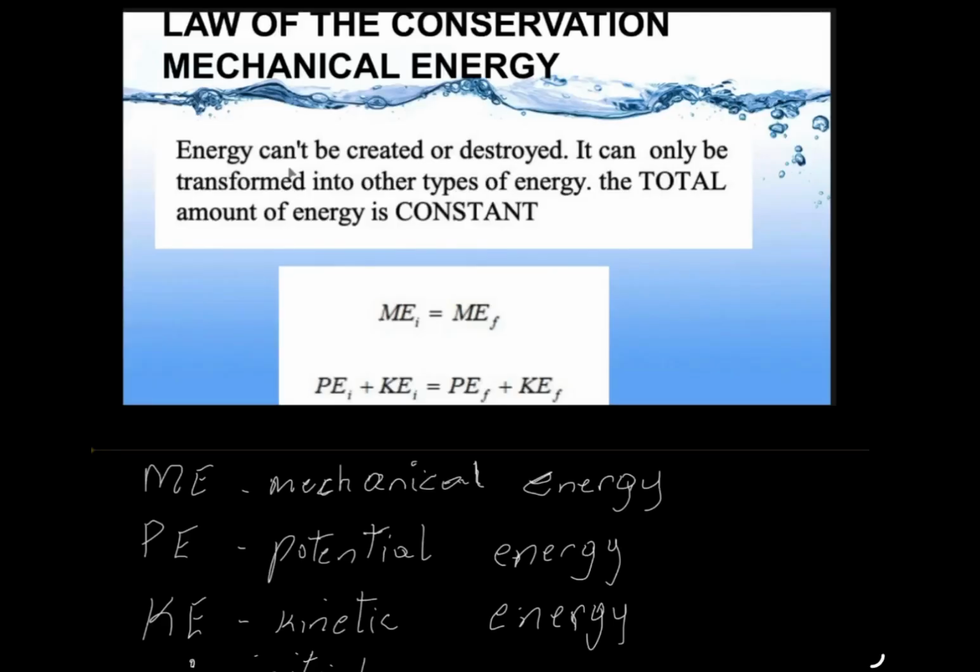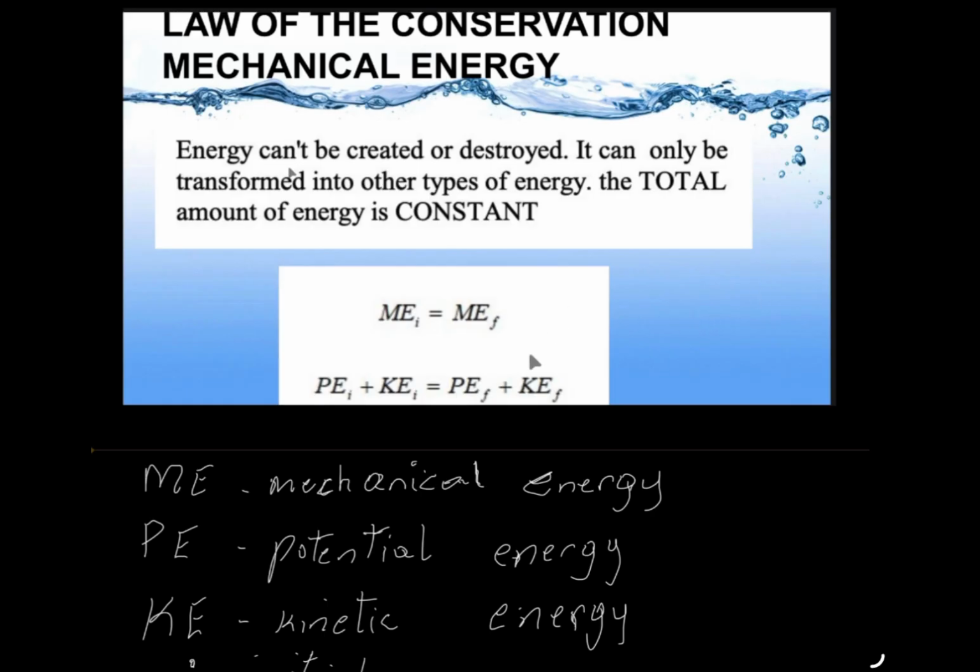Welcome once again to another lesson of mechanics. In this lesson, we talk about the law of the conservation of energy, in particular mechanical energy. This law states that energy cannot be created or destroyed. It can only be transformed into other types of energy. The total amount of energy in a system is constant.